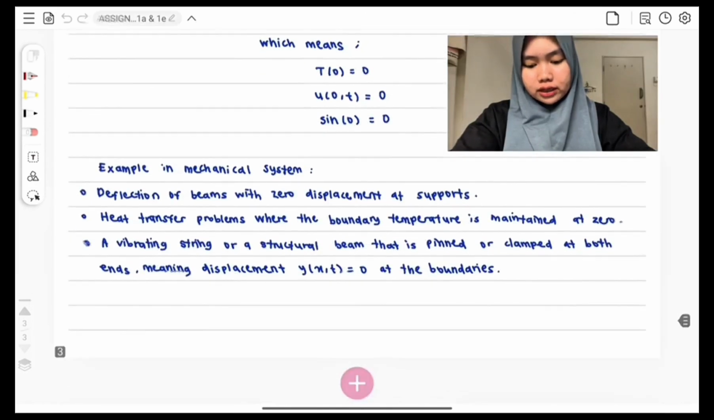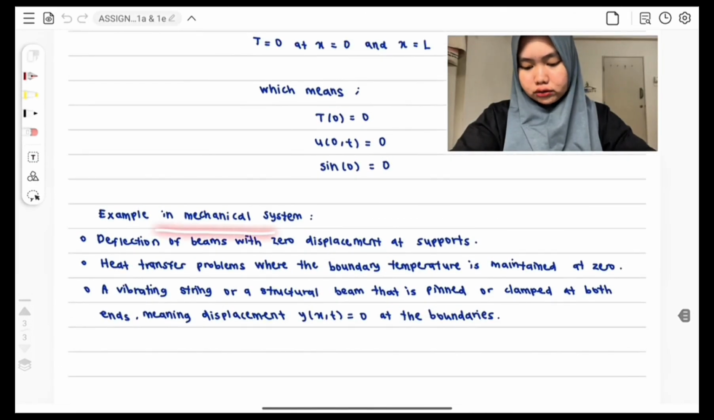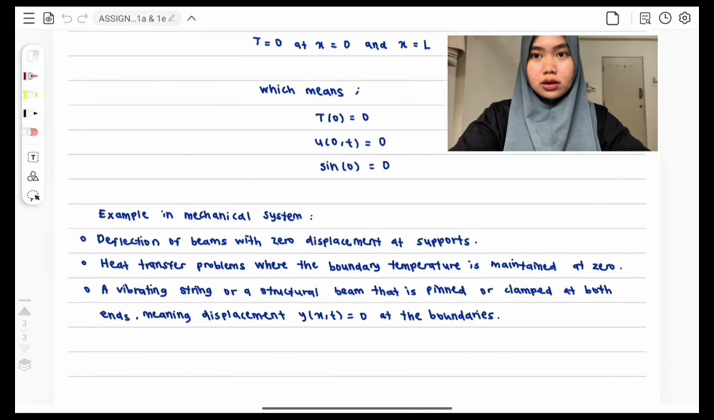So I'm listing out examples in mechanical systems, including beams with 0 displacement at the support, heat transfer problems where the boundary temperature is maintained at 0, and a vibrating string fixed at both ends. So that's all from me.